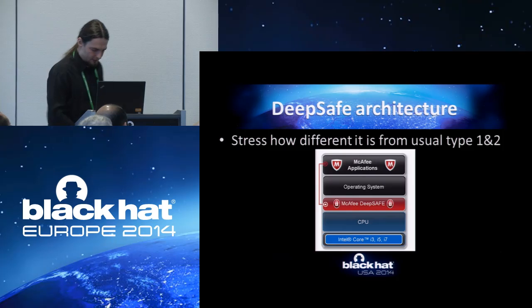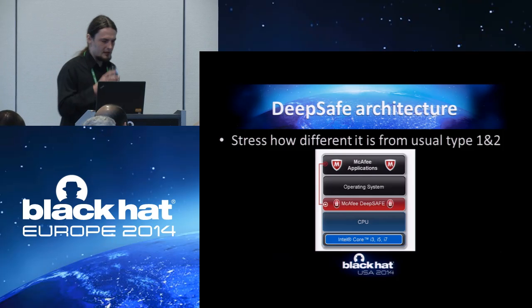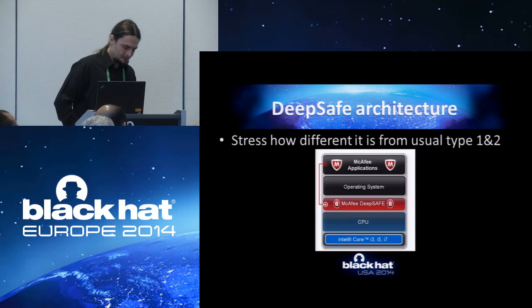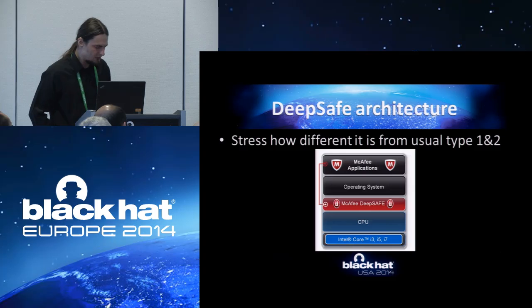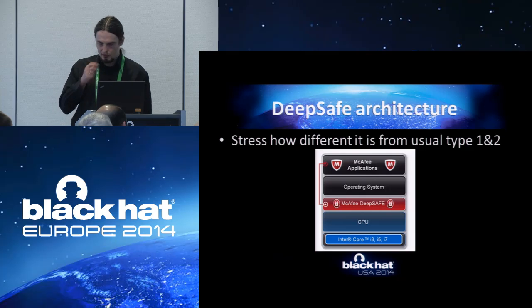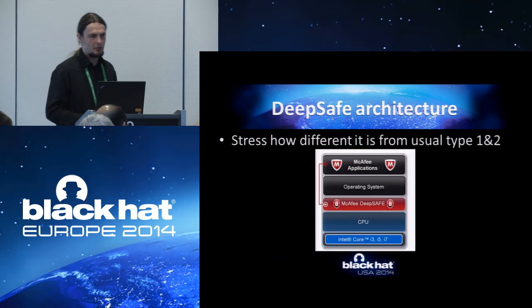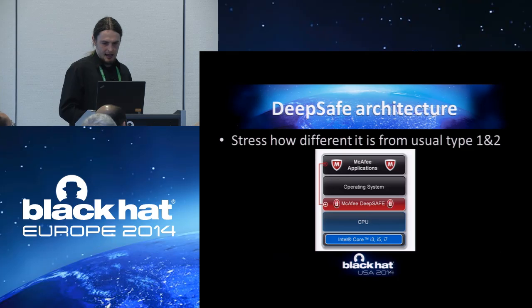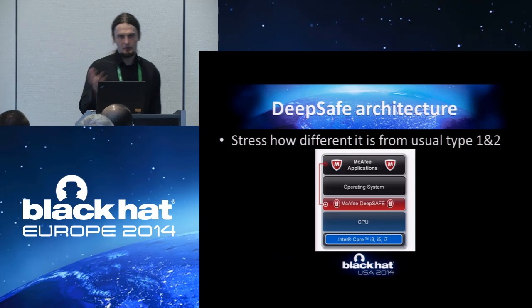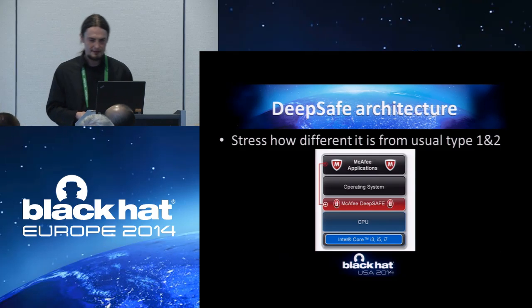Okay, and finally, DeepSafe. My favorite DeepSafe. As I mentioned, DeepSafe is a virtualization solution which is totally different from the above. Again, it was created with security in mind. The idea why it was created was to increase security of the Windows operating system. And how it works is very similar to Joanna Rutkowska's Blue Pill project. Hopefully some of you remember Blue Pill from 2006.